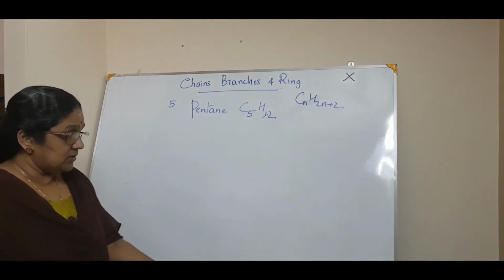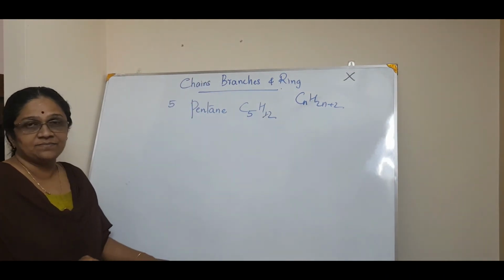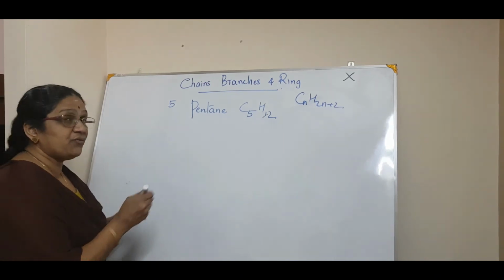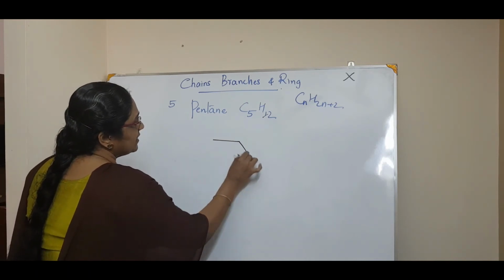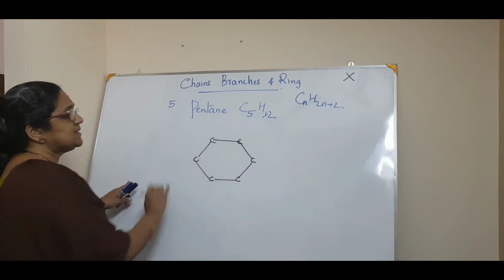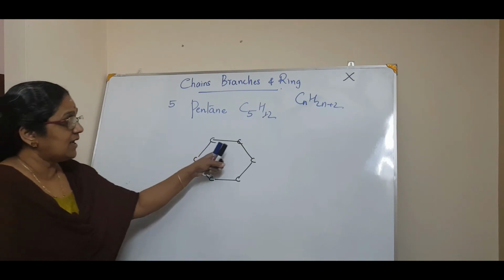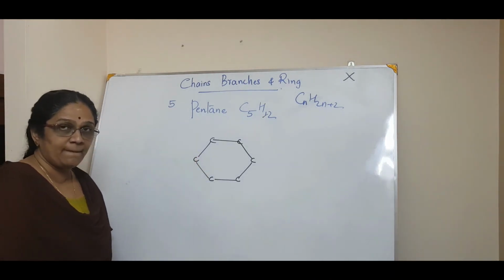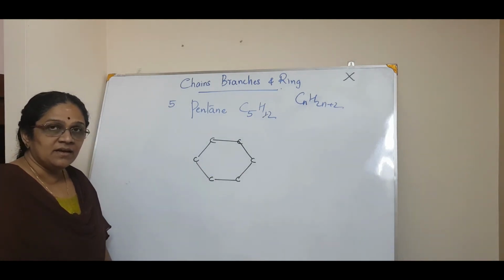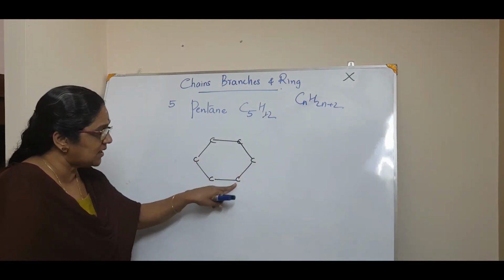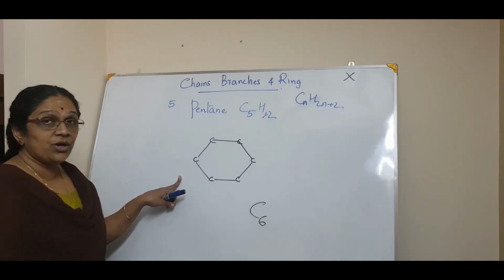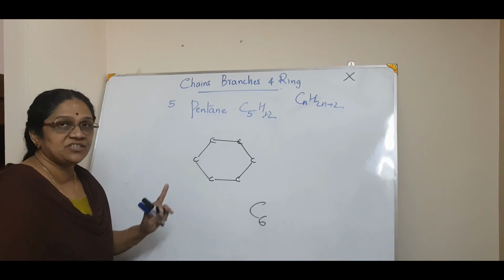Now we have completed the chain and the branches. Now coming to the ring structure. You know carbon can form a ring structure. For example, if I draw a skeleton like C, C, C, C, C, C, this is a carbon skeleton and it is closed, that means a ring structure. These are carbon-carbon single bonds. Now how many carbon atoms are there? C6. Now you have to satisfy the other valency by hydrogen.